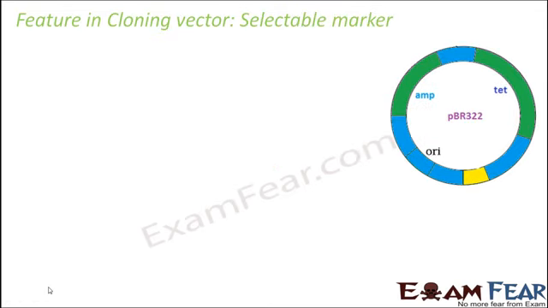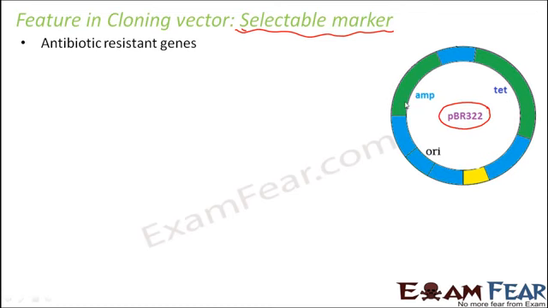Now the third feature that needs to be present is the selectable marker. So let us see what selectable markers are. Selectable markers are basically antibiotic resistance genes. So there is a certain set of genes present on the DNA which provide resistance to antibiotics. Here we will take the example of the same cloning vector, that is pBR322. Here we have two selectable markers present. One is this AMP and the other one is TET. So what is AMP and what is TET?